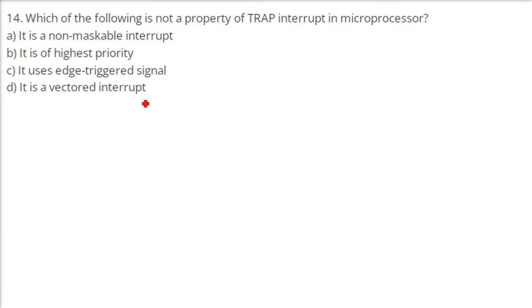Which of the following is not a property of trap interrupt in microprocessor? Trap is an interrupt. Say when the system is working and you suddenly take out your pen drive, what will happen? How will the microprocessor know? There are certain devices, peripherals, which are connected. The microprocessor needs to know. So this comes through various interrupts.